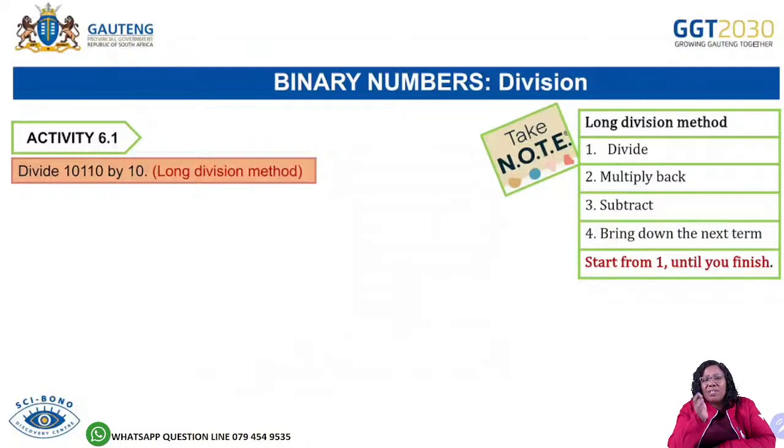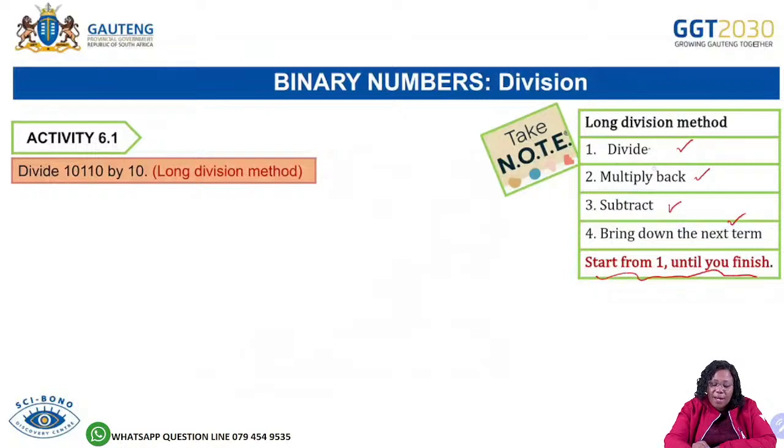I know some are using the synthetic method and so forth, but there is a long division method there. Remember, with long division, the method says start by dividing. After dividing, you multiply back. After multiplying back, you subtract. After subtracting, you bring down the next term. And then after bringing down the next term, you start from 1 until you finish.